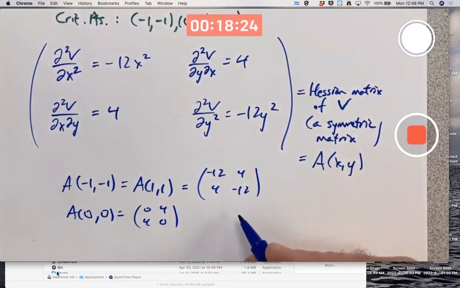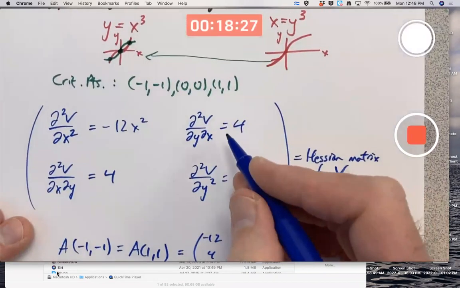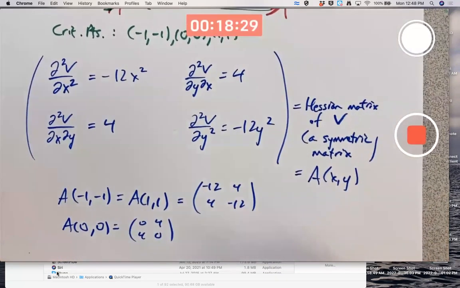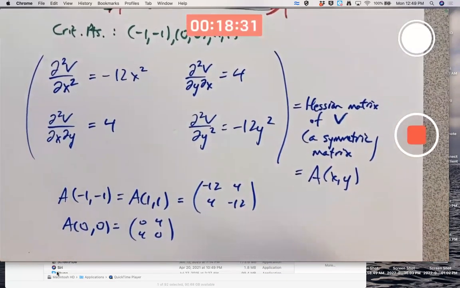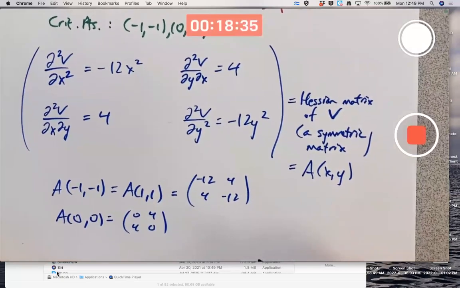The most important thing about these matrices in terms of classifying these critical points is what their eigenvalues are. Now, they have to be real because these are symmetric matrices. Could I use the trace and determinant to figure out what kind of real numbers they are, like both positive, both negative, one positive, one negative? I could.